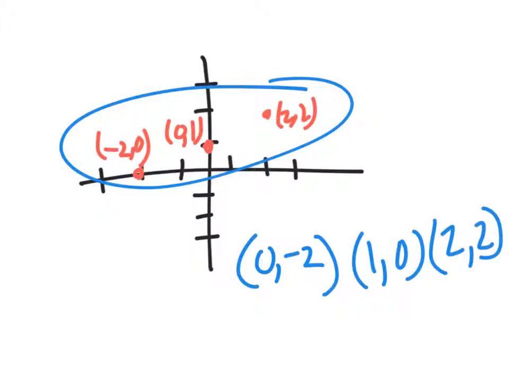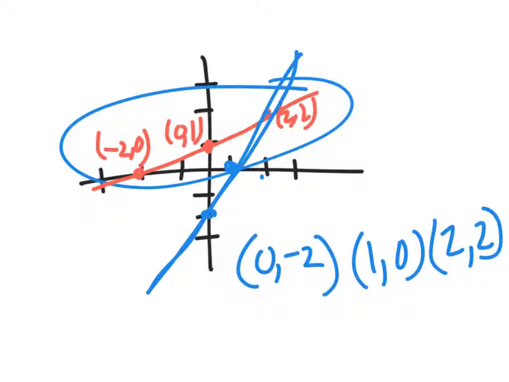So let's just plot those. 0, negative 2 is right here. 1, 0 is right there. And 2, 2 is still right there. So your original line was something like this, and your new line is something like this. Now, these are inverse graphs of each other. What does that mean, they're inverse graphs of each other?